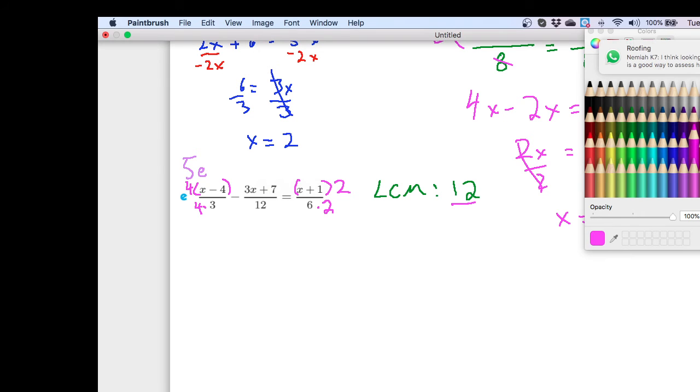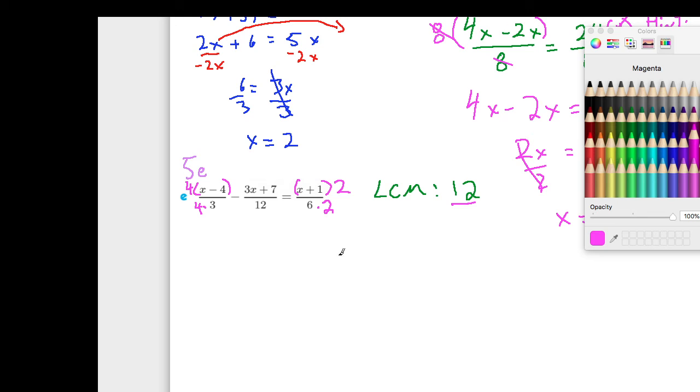So if we have this here, we can see that we're going to have 12 as the common multiple, or the lowest common denominator, pardon me. And we have 4 times x minus 4 on the top here, from here.